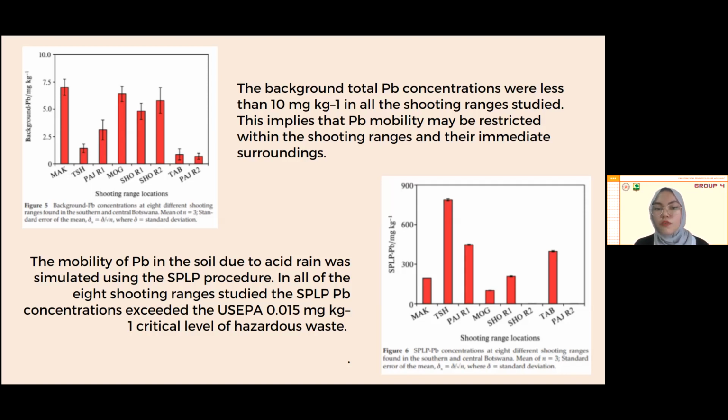And the mobility of Pb in the soil due to acid rain was simulated using the SPLP procedure. As you can see from the second graph on the right side, the SPLP Pb concentration was highest in the berm soil of the SH range. And in all of the 8 shooting ranges studied, SPLP Pb concentration exceeded the USEPA 0.015 milligrams per kilogram critical level of hazardous waste. So this indicates that some of the Pb may have leached out from the shooting range soils, giving rise to the possibility of surface and groundwater contamination.